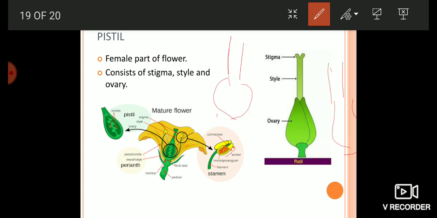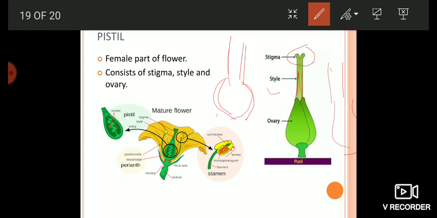This is the pistil. Here this swollen portion is called the ovary. The tube-like middle part is called the style. Then the uppermost part is called the stigma. Inside the ovary there are bead-like structures like this.